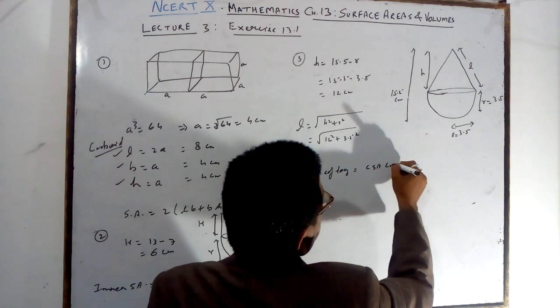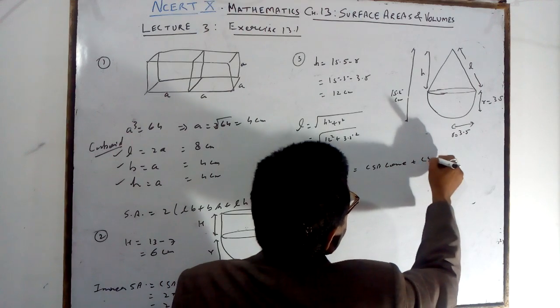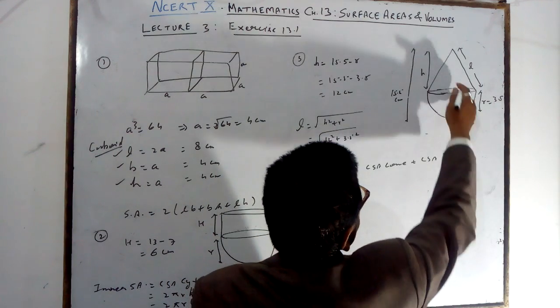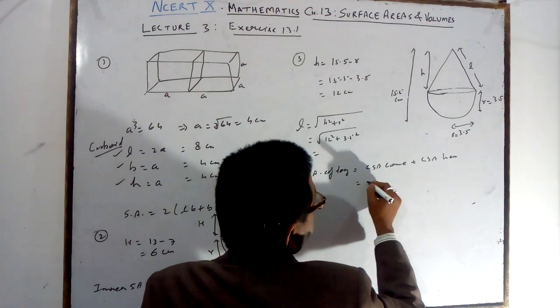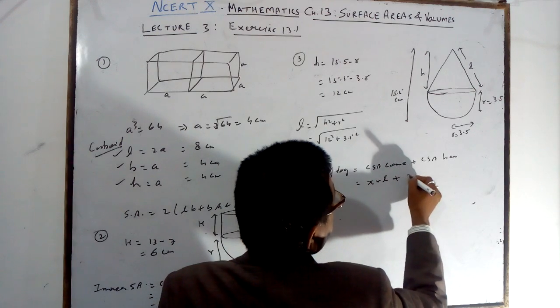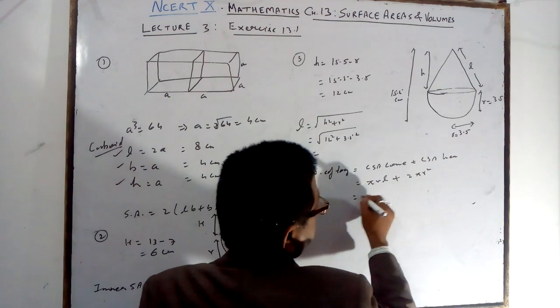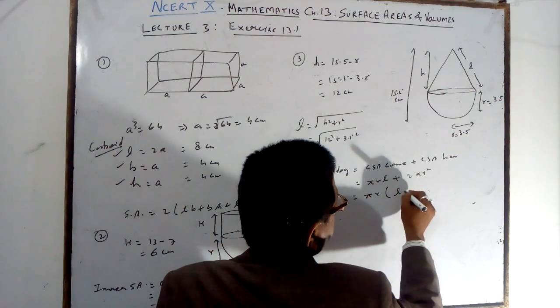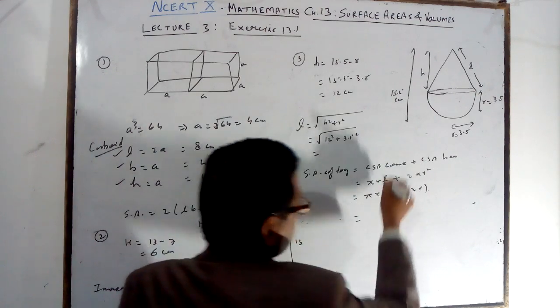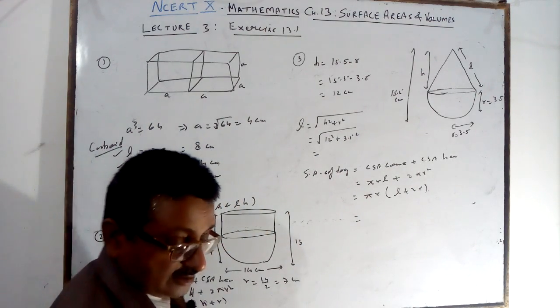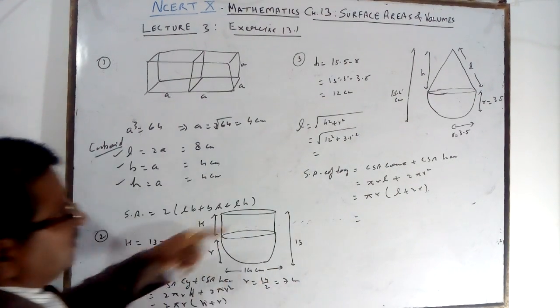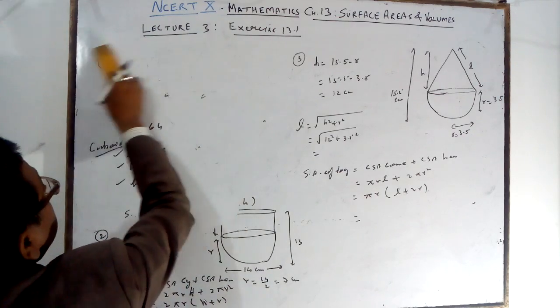CSA of cone plus CSA of hemisphere, because both are overlapping. So pi r l plus 2 pi r square. Pi r common, l plus 2r. Now you put the values and you get your result. Don't put the value in the beginning. Now you will put the values and get your result.